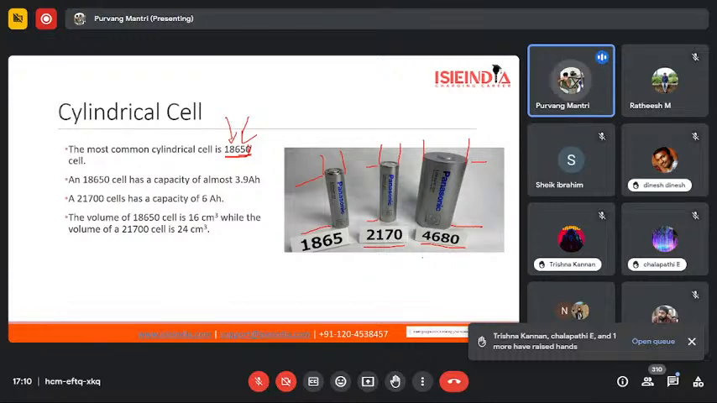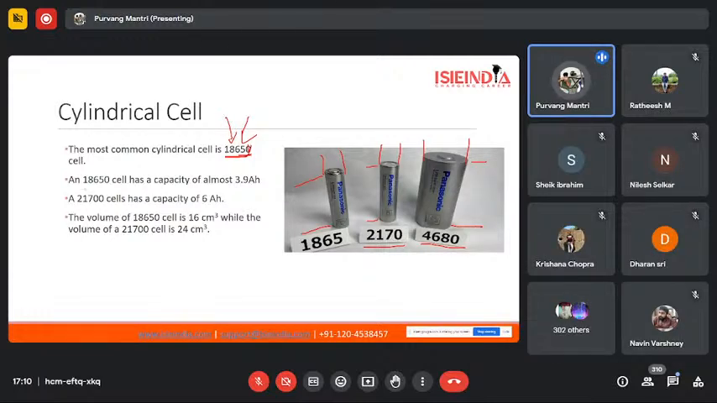The average capacity of an 18650 cell is 3.9 Ah (ampere hour). When we compare it with the 21700 cell, its average capacity is 6 Ah. Just to compare, the volume of the 18650 would be 16 cubic centimeters, while that of the 21700 would be 24 cubic centimeters. So the volume is not increased by a factor of 2, but the capacity of a 21700 cell is more than that of an 18650 cell. And that's why many manufacturers are using 21700 cells for their EVs.